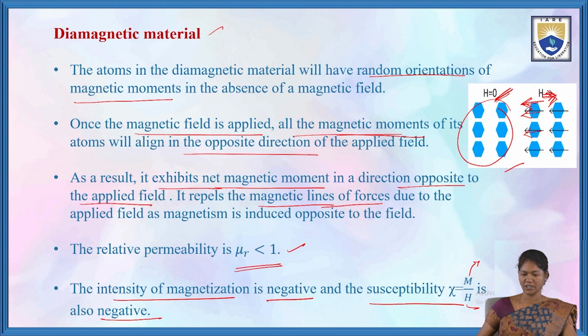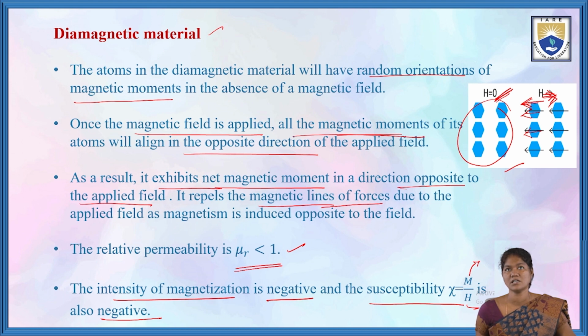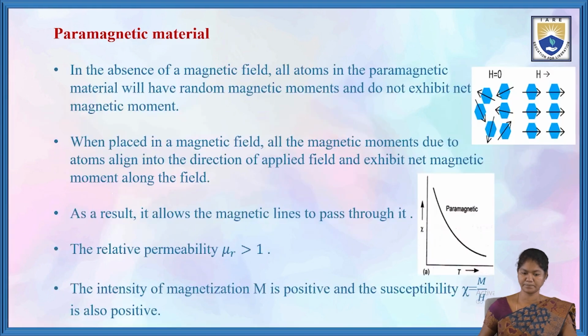Okay, so that it repels the magnetic lines of force. It repels the magnetic lines of force. So due to the applied magnetic field, magnetism is induced opposite to the field.